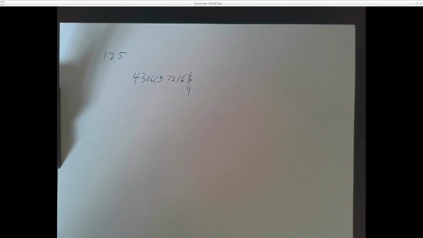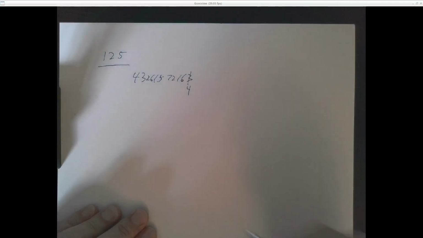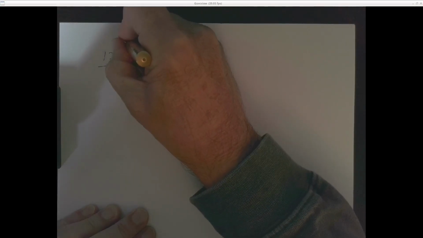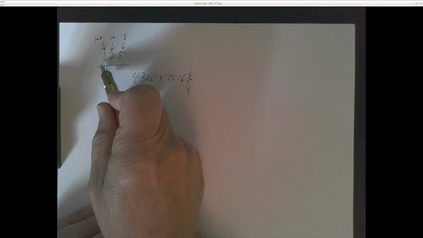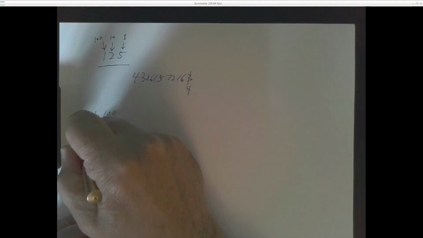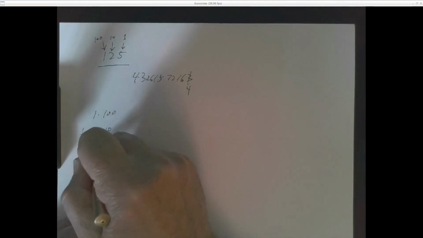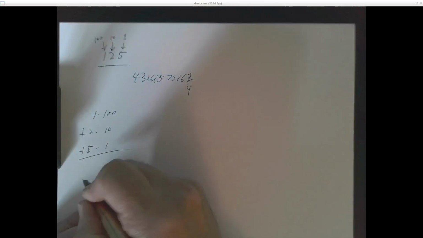So how does this work? How do we understand what these strings of digits mean? And the answer is, these digits represent multipliers of fixed numbers. This is what we call the ones place. This is the tens, and this is the hundreds. So this means take 1 times 100, 2 times 10, 5 times 1. So 1 times 100 plus 2 times 10 plus 5 times 1. And that ends up being 125, right? 100 plus 20 plus 5.